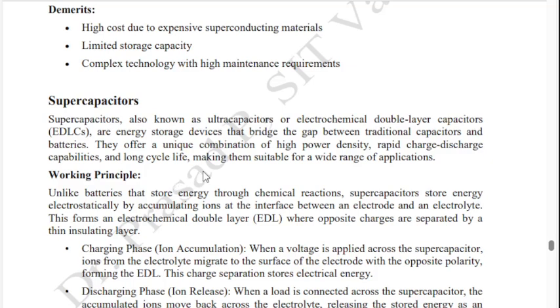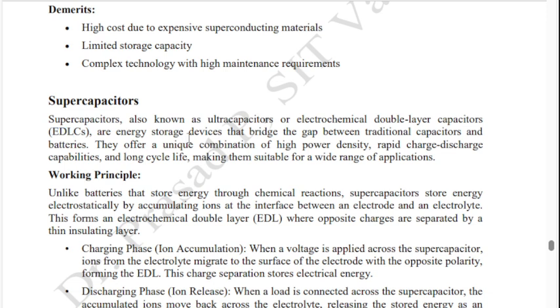Okay, moving to supercapacitors. Supercapacitors, you might have already studied. It uses the concept of electrochemical double layer capacitor, the concept of electrochemical double layer formation. Okay, the electrochemical double layer, that is one you have to remember. It's also called EDL.